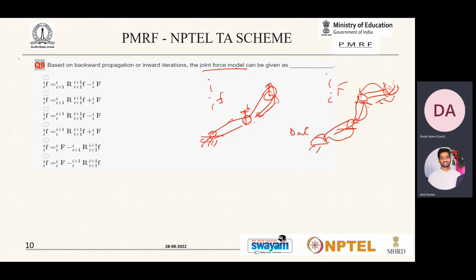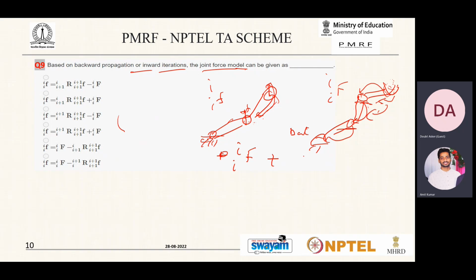So that's why it is called backward or inward iterations. Now looking into the options, which one should be correct? We have F, the force on the ith frame, and then there will be the force which will be retraced back from the upward, that is i plus 1 to i. So how will you add that?